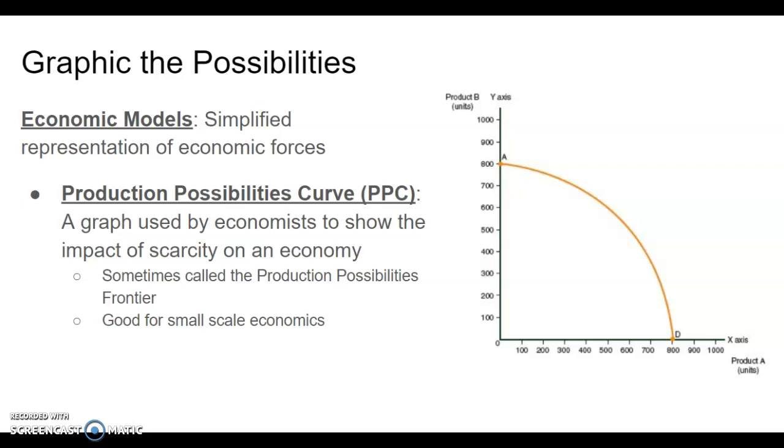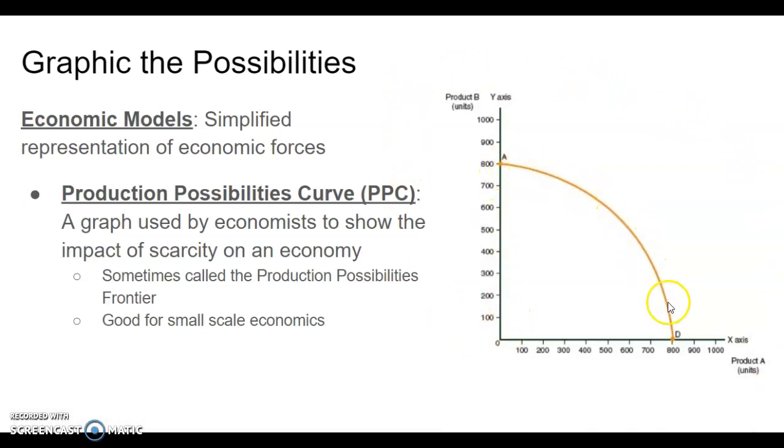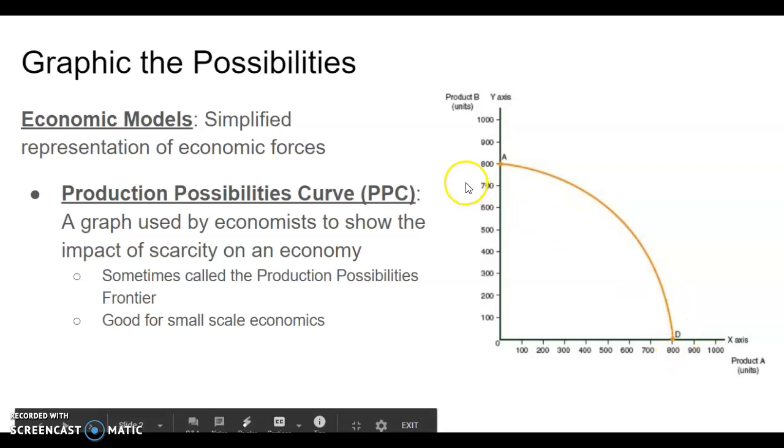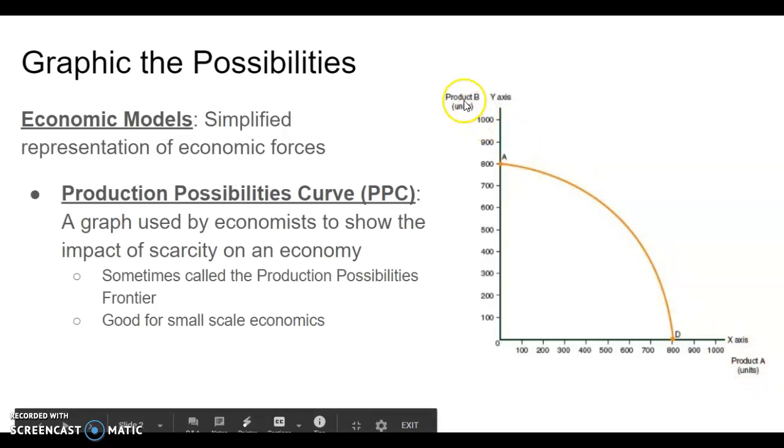The first model we're going to discuss is a production possibilities curve, sometimes called a PPC or production possibilities frontier. This is a graph used by economists to show the impact of scarcity on an economy. You can see here this is an image of a PPC. A PPC is always curved, as you can see here. There will be comparing two products. Here you have product A and product B, and it is good for small-scale economies.